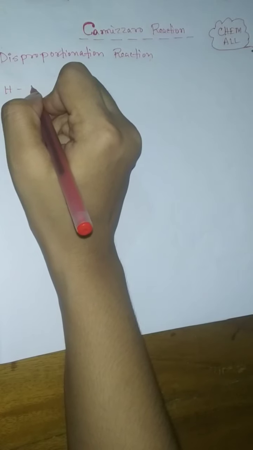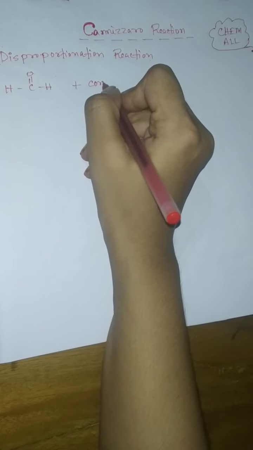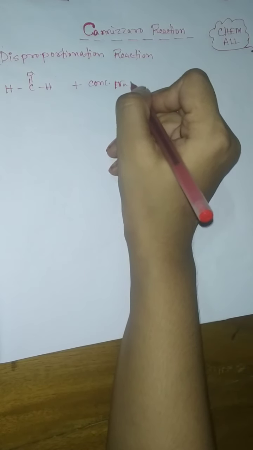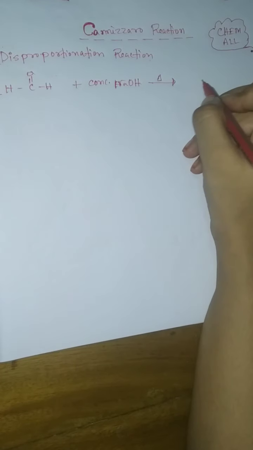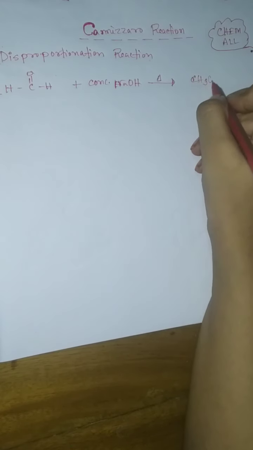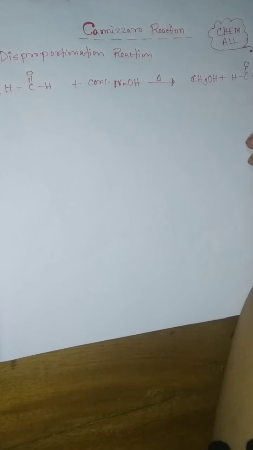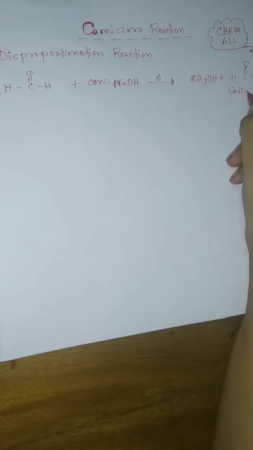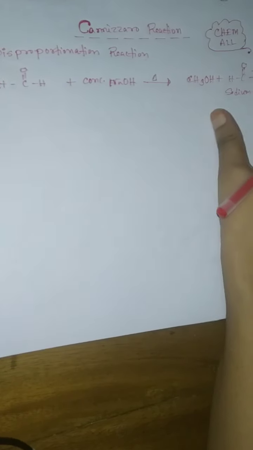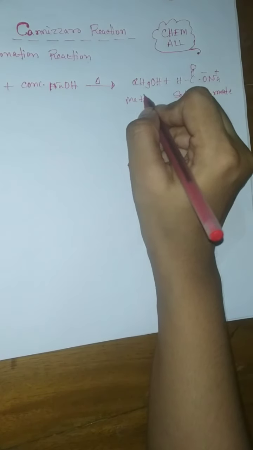Like if we take this as an example, and this is the concentrated sodium hydroxide, and if we apply heat here, obviously the formaldehyde will be two molecules and then we can get CH3OH plus HCOONa. This is the sodium formate, and this is the methanol.